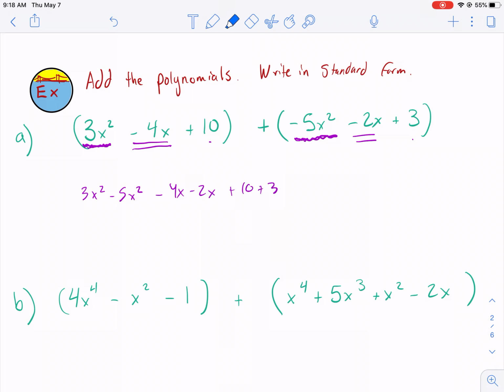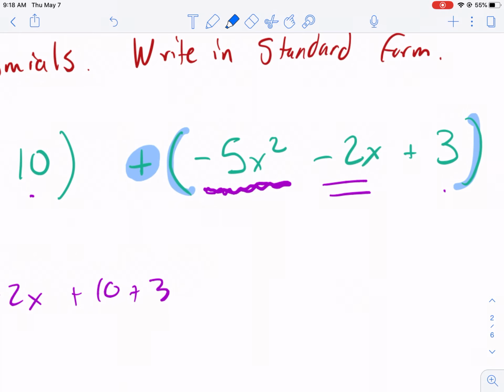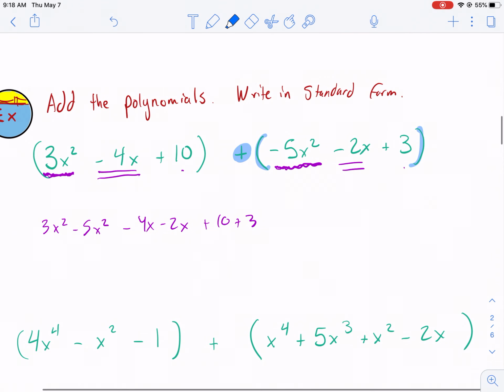A question I get a lot is, okay, what do we do with this positive here because there's parentheses over here? If it's positive and then there's parentheses, we essentially just can remove the parentheses. We don't affect it. There's nothing really to distribute. The plus sign doesn't affect it in any way. So that's why I just rewrote them exactly as I saw them here.